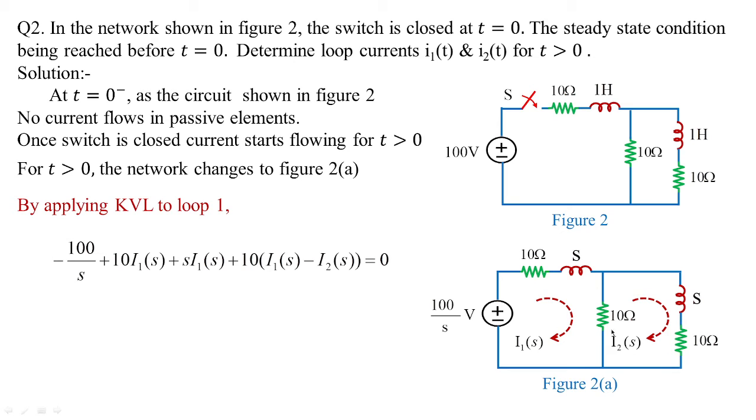I hope you understood how we frame the equation with the help of KVL employed to loop 1. So I'm taking the like terms on one side. So I1 of S multiplied with S plus 20, because you have 10 plus 10, that is why it becomes 20. And you have here S, so S plus 20 I1 of S minus 10 I2 of S, which is equal to 100 by S. So this is equation 1.